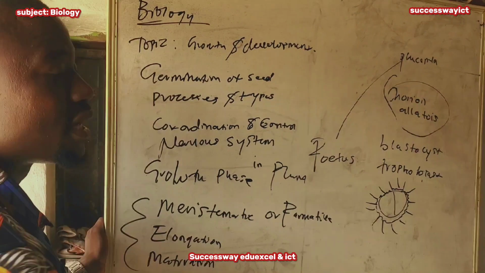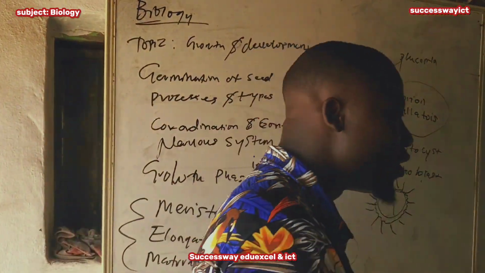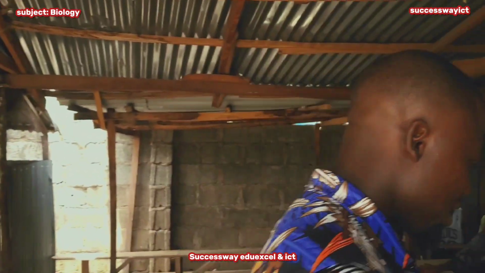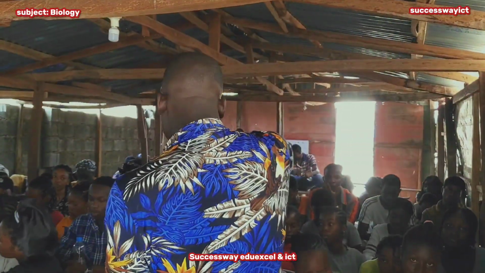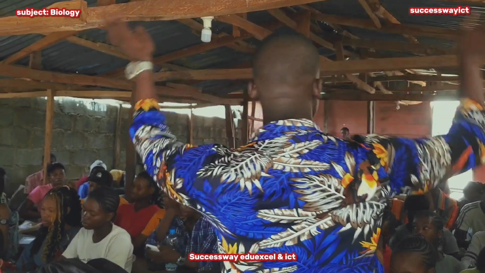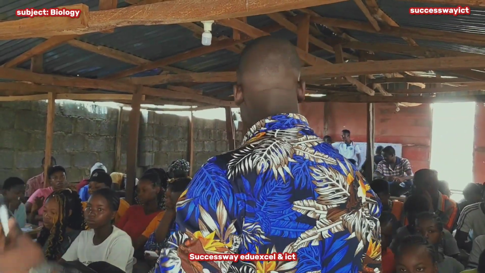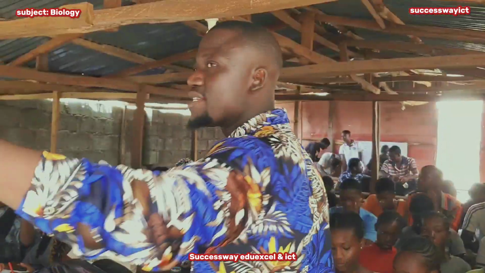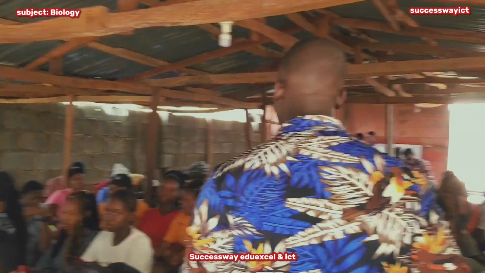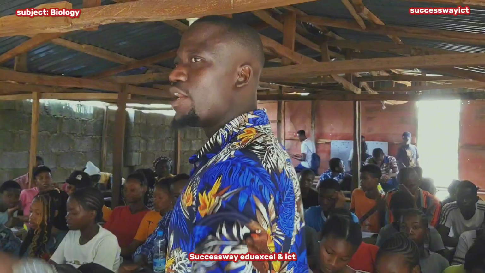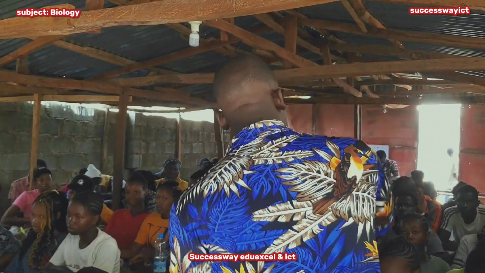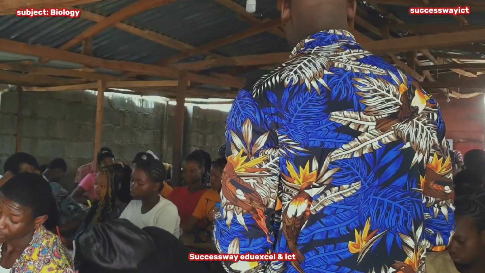Meristematic cell. The meristematic cell is found in the roots, tips, and shoot apex of plants. That is, in the tips of roots and in the shoot system of plants. It is the meristematic cell that undergoes cell division called mitosis. You have heard of mitosis now? It is the meristematic cell that undergoes this mitosis.